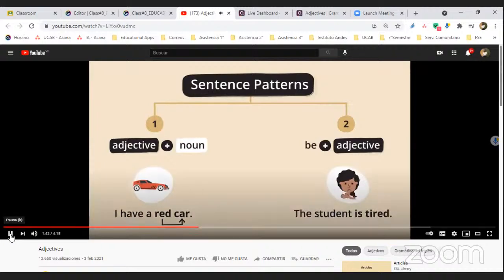The adjective follows the verb is. So as you can see, you can have the adjective before the noun, okay, antes, before the noun, or you can have it after the noun, following the verb to be. So here we have, I have a red car. So red is the adjective that is before the noun, and the student is tired. So tired is the adjective and follows the verb to be.